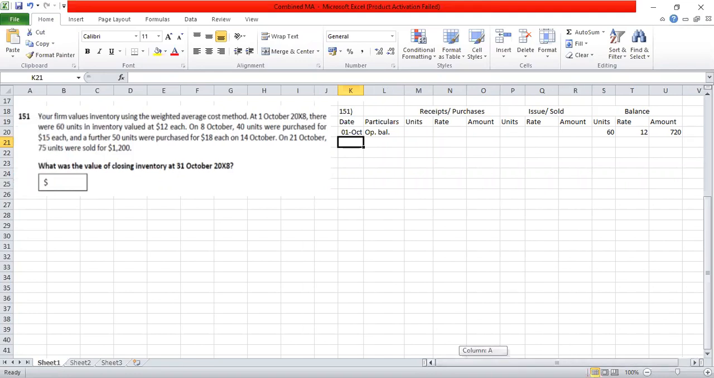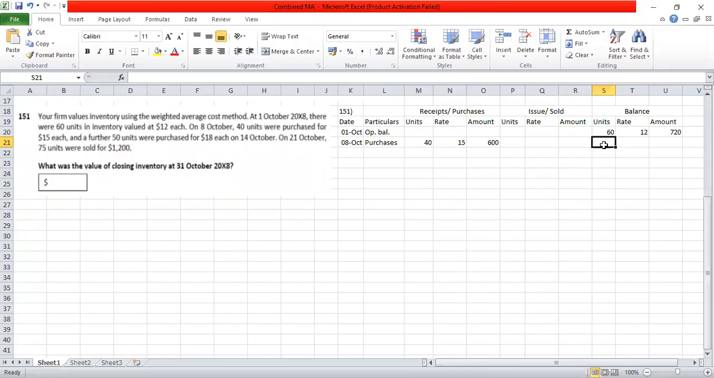Then the next transaction which took place was on 8th October. What was the transaction? The transaction was about purchases. So they purchased how many units? They purchased 40 units. The value of this is equal to, now can we directly go to the balance column and then add them up? That is the issue here.